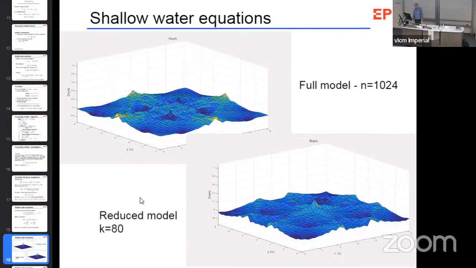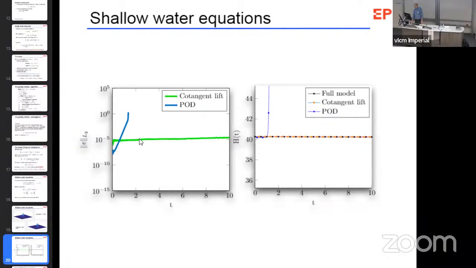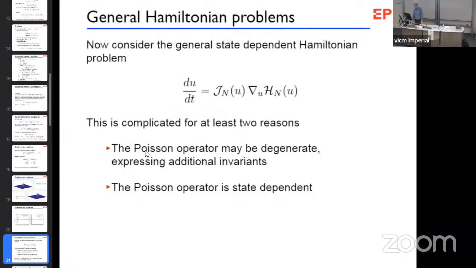And if you look at the accuracy, the error is constant. If you do the POD, which is what we saw in the first picture, the error blows up. The code blows. Now, the problem that I looked at first is the canonical problem. In other words, J here, which is called the Poisson operator, is the skew identity matrix.